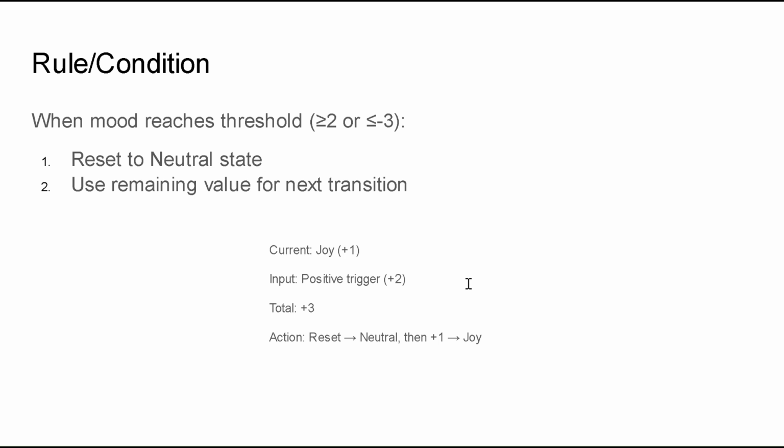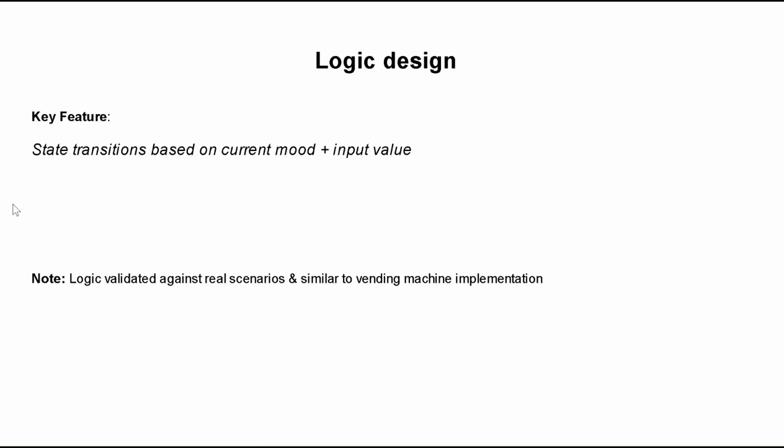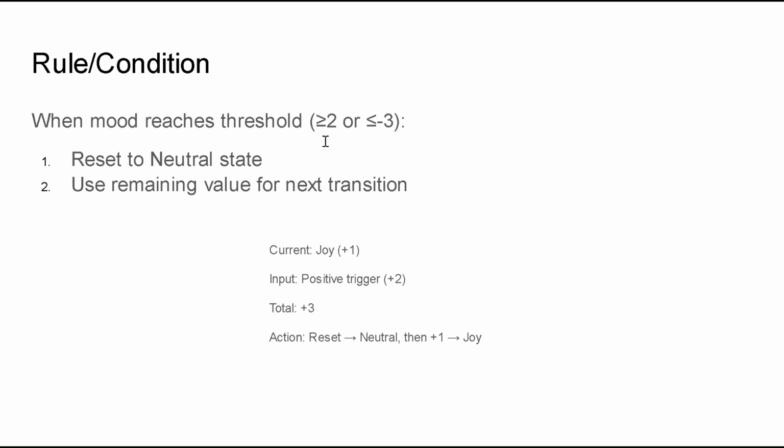For example, if the machine is at the state joy, so now the human mood is equal to 1, and the input that is given to the machine is +2, which is the positive trigger. So the total score of human mood now is 1 plus 2, which is 3. As I mentioned above, when it's equal to 2 or larger than 2, the machine will go back to the neutral state and keep the remaining score. Here now it is 1, to come to the next state, which is the joy state.